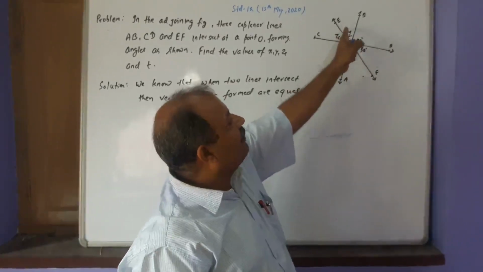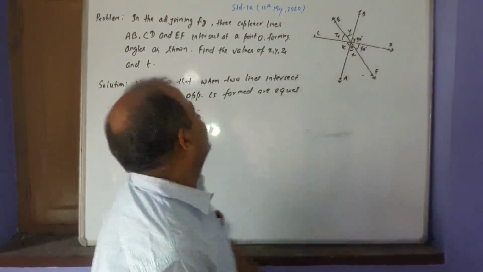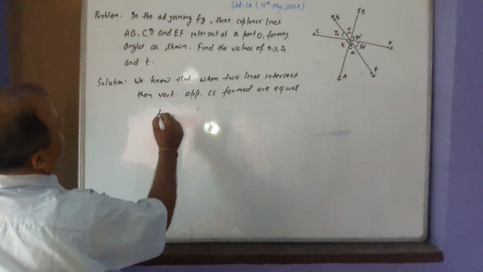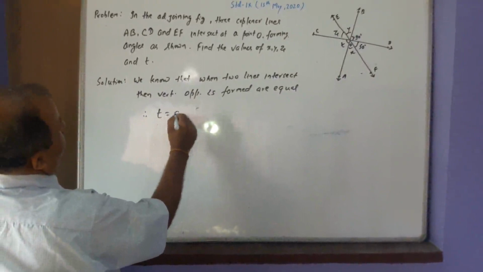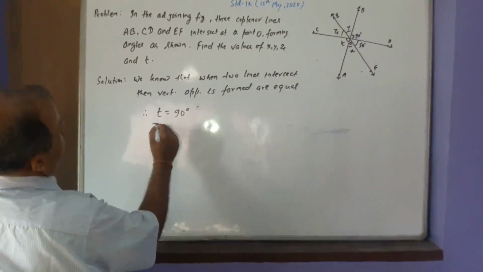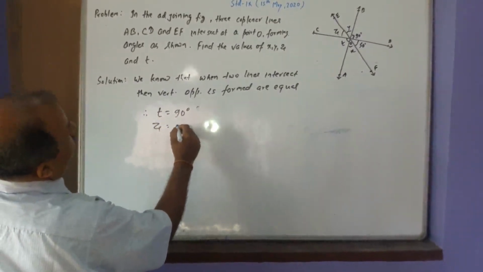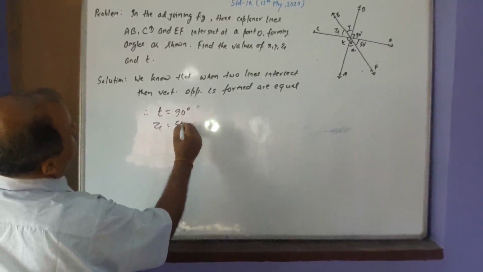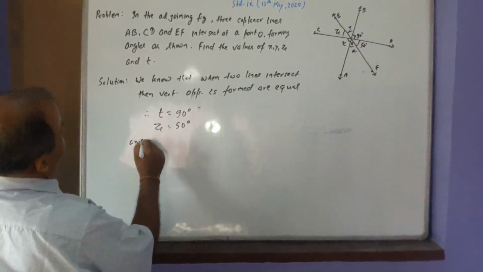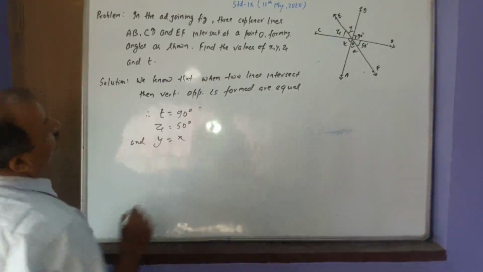In the same way, Y is equal to X. See here, therefore T is equal to 90 degrees, Z is equal to 50 degrees and Y is equal to X.